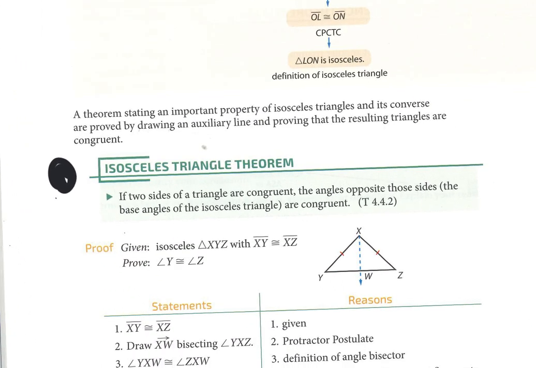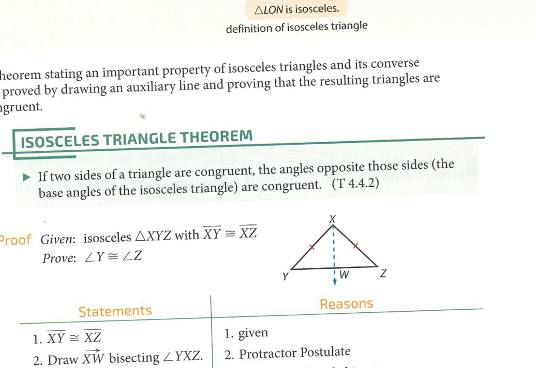Then we have this here. So this theorem, I've already talked about it. And the other two theorems are the same way. I've truly already talked about it. I'm trying to just stress it in picture form now. If two sides of a triangle are congruent, the angles opposite those sides, the base angles, are also congruent.